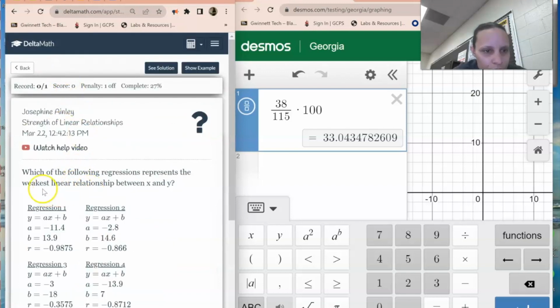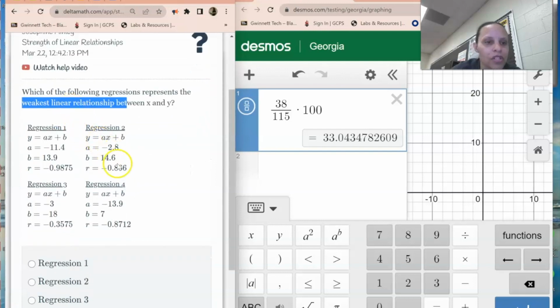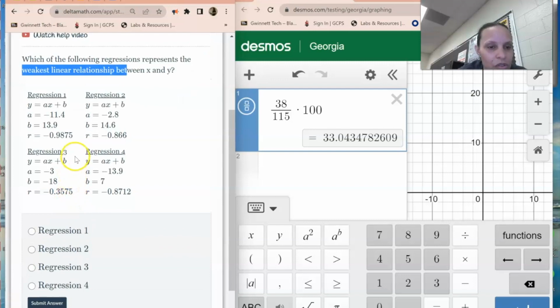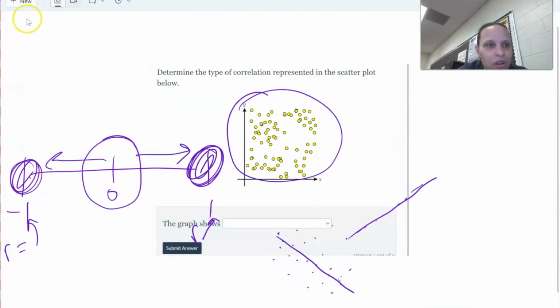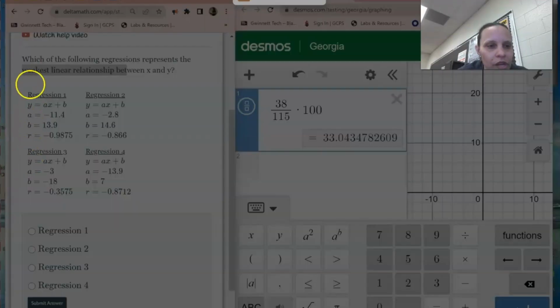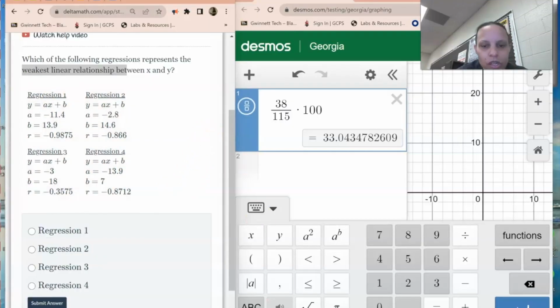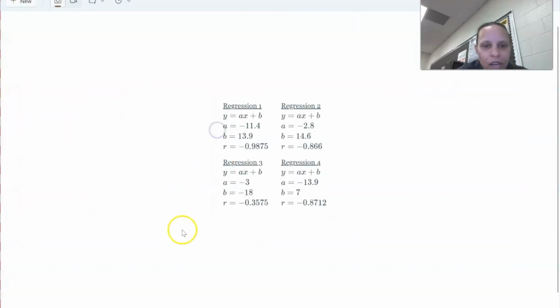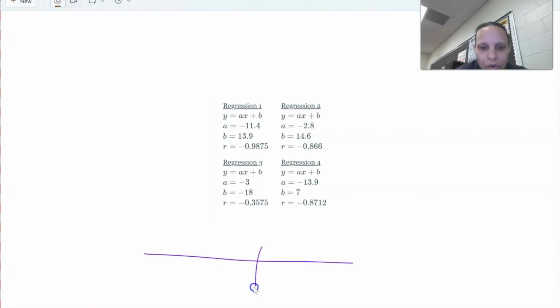Which one is the weakest linear relationship? Remember, weakest is closest to 0, whether that's from negative or positive doesn't matter. So which number is closest to 0? If I was to put this on a number line, I'll just do this real quick. If I make a number line where this is 0, this is -1, and this is +1, I will put the points.